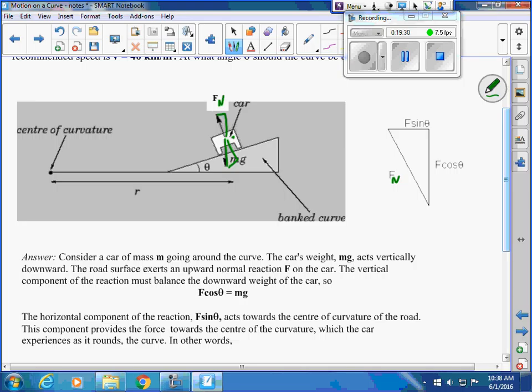The car's weight mg acts vertically downward. The road surface exerts an upward normal reaction force F on the car. The vertical component of the reaction must balance the downward weight of the car. So F cos theta is equal to mg.